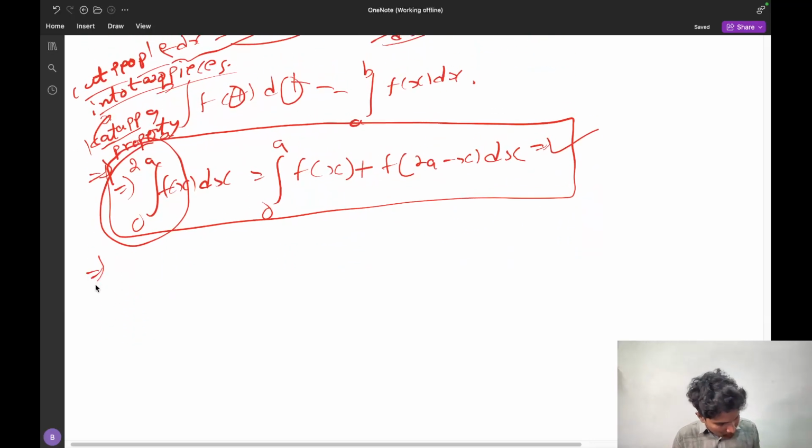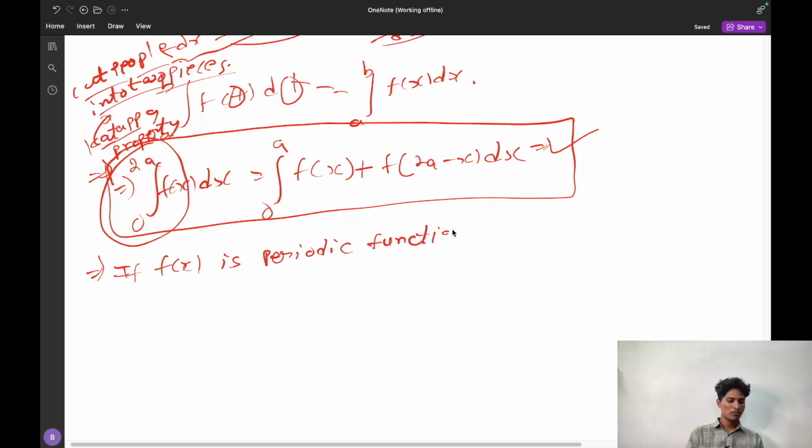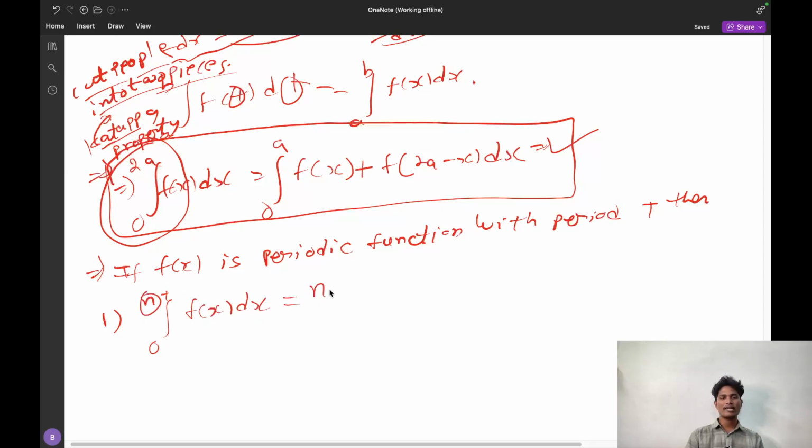And next properties. Now comes the periodic properties. I will write just the properties. You have to understand how they are working. The properties are like this. If f of x is a periodic function with period t, then the first property is integral 0 to n t, f of x dx. What is the definite integration here? n will be outside, that is n into integration 0 to t f of x dx.